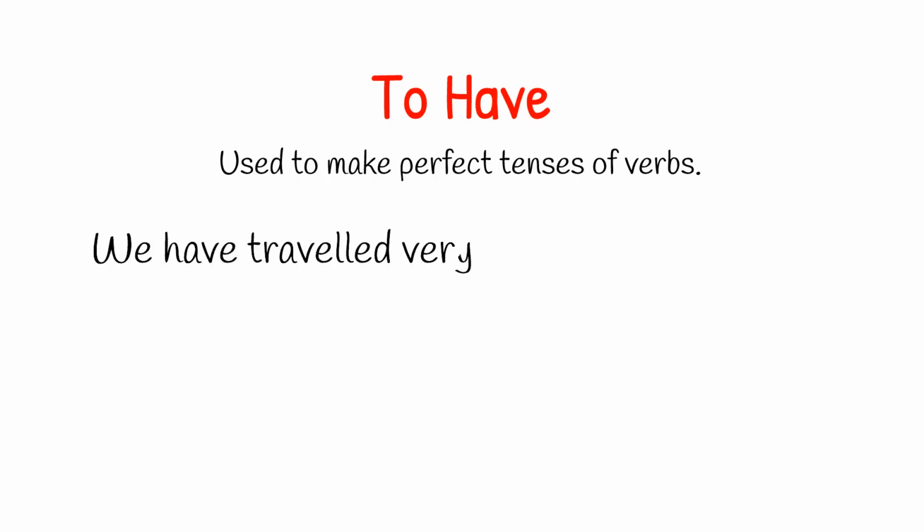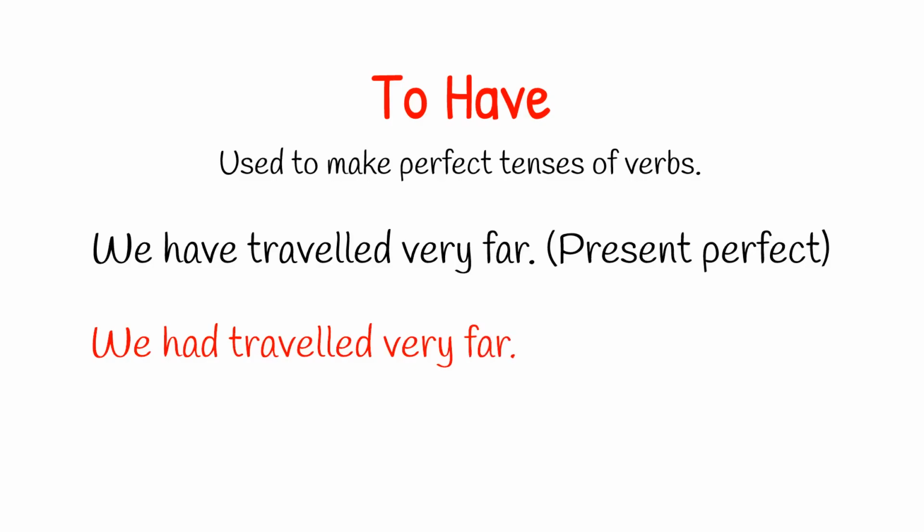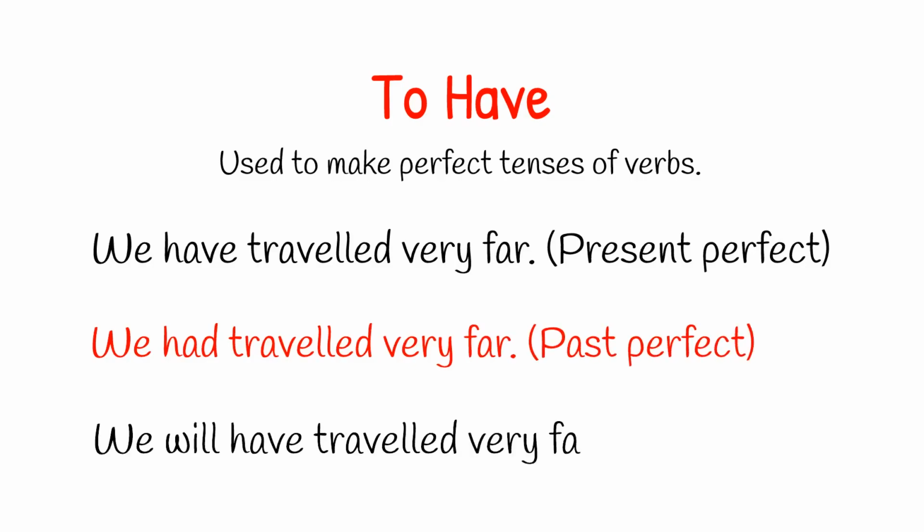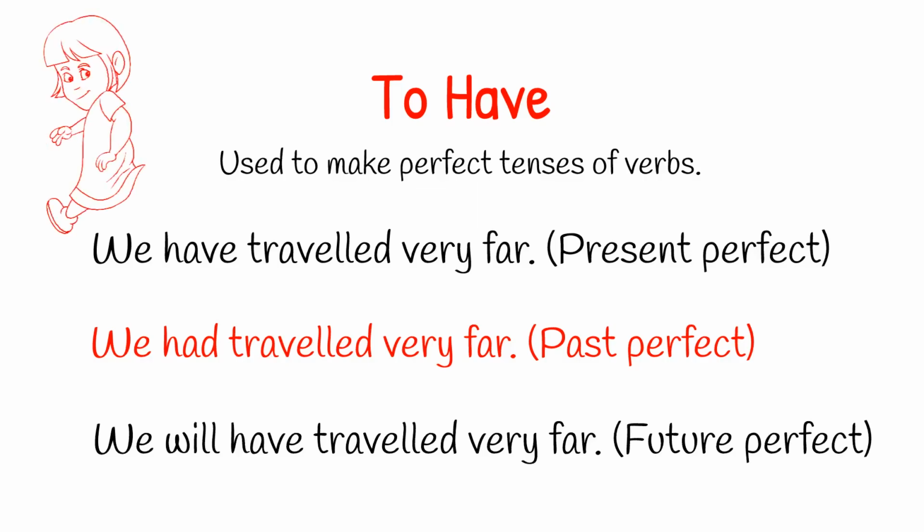Lastly, have is used to make perfect tenses of verbs, which means the verb was performed at a single point in time, either in the past, present, or in the future. In the present perfect, we have traveled very far. In the past perfect, we had traveled very far. In the future perfect, we will have traveled very far. Notice how the verb have changes with each different kind of tense, and the main verb traveled is affected as to when it actually occurred.